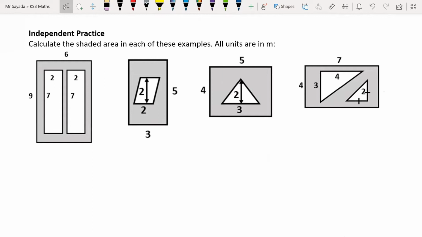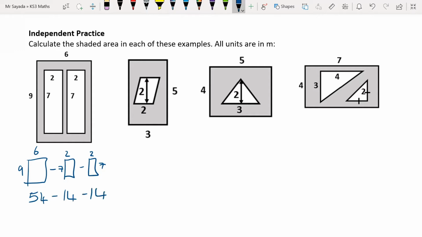So for the first one, we have a rectangle, which is 6 by 9, and we're minusing from it a 2 by 7, and we're also minusing another 2 by 7. So we've got this rectangle, which is 54 area minus 14 minus 14. So that will be 26, and it says all units are in meters, so 26 meters squared. Please mark your work.